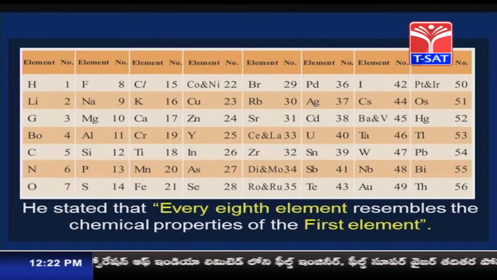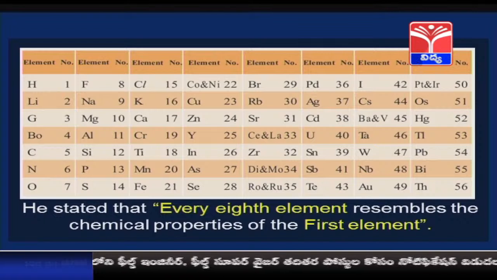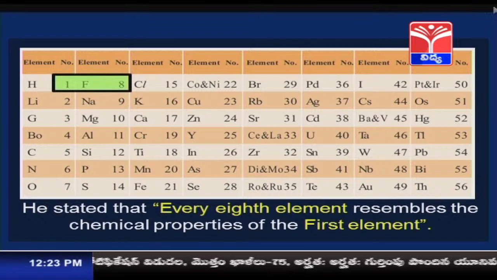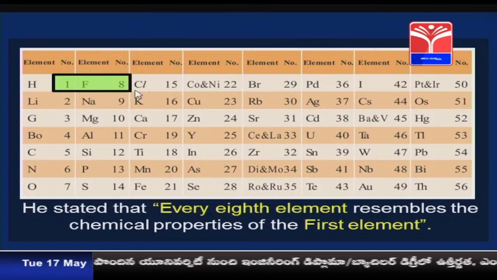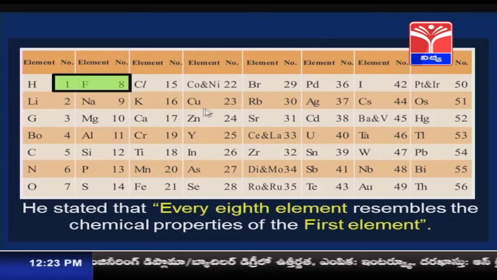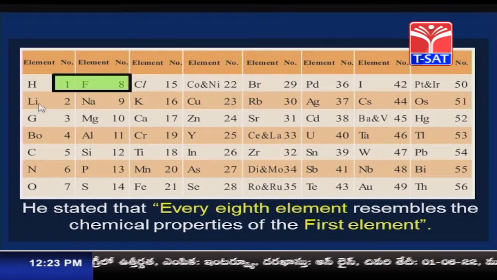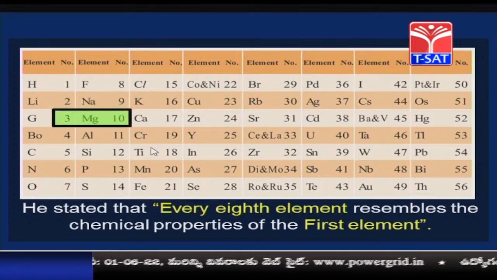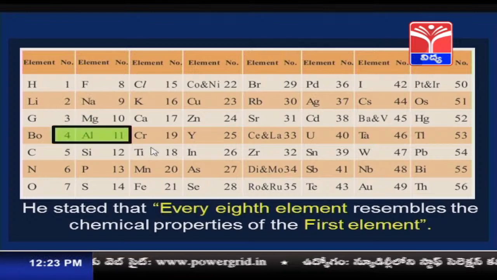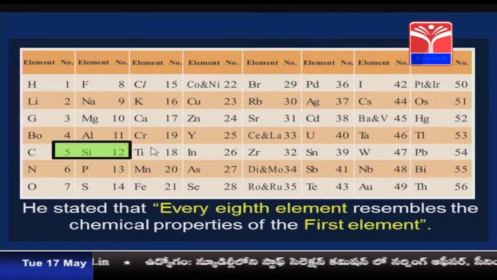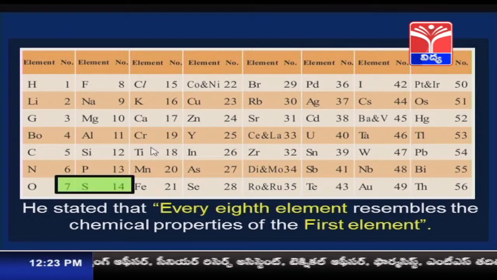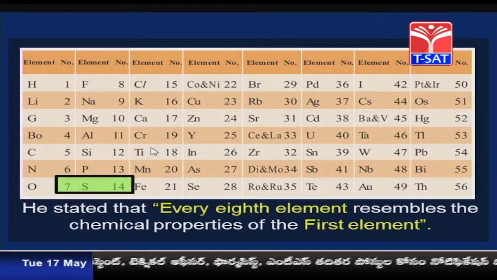He stated that every 8th element resembles the chemical properties of the first element. You see, hydrogen has the same properties as fluorine, next it has the same properties as chlorine, like that it is resembling. In the next group we have the same properties for lithium and sodium, and the same properties for carbon and silicon, nitrogen and phosphorus, and oxygen and sulphur.